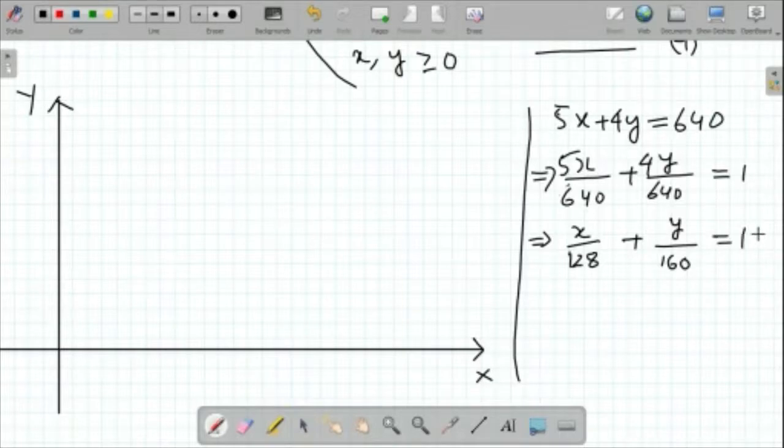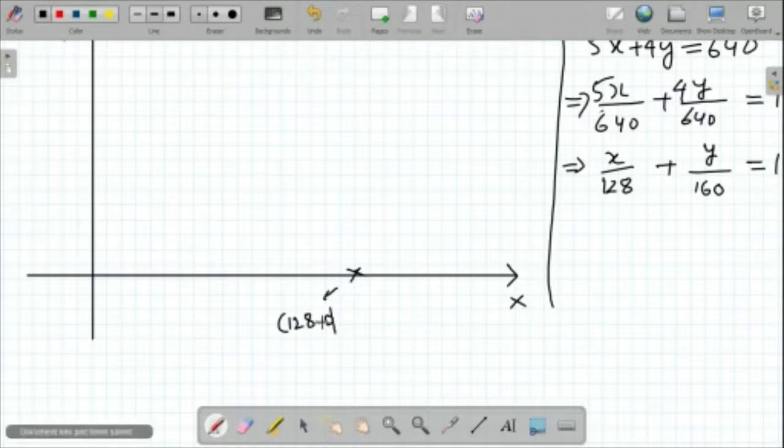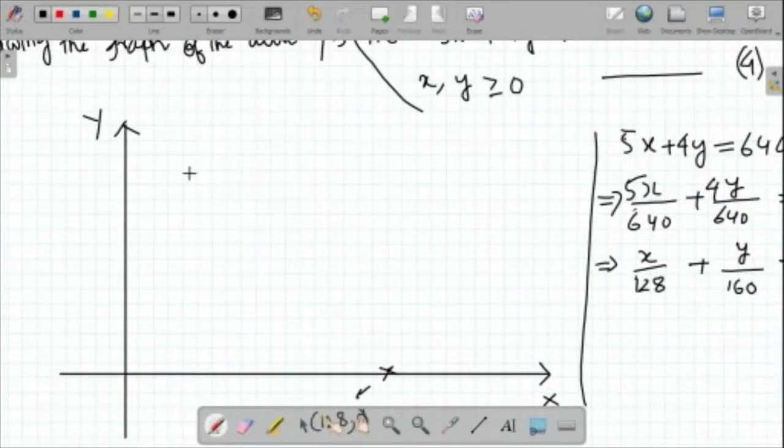Okay, I hope this is right. So x intercept is 128, so let's say this is 128, the point 128 comma 0. The y intercept is 160, so let's say this is 160, the point 0 comma 160. Now let's join. That is the point. Join them.